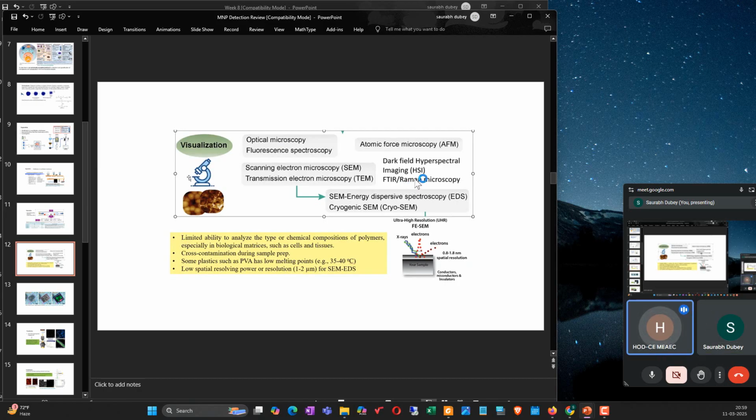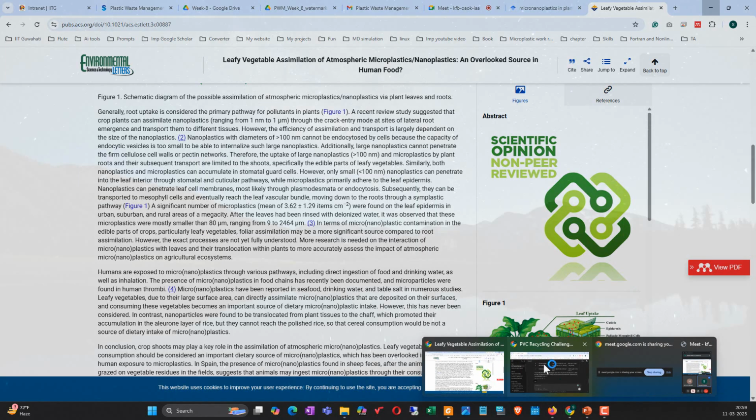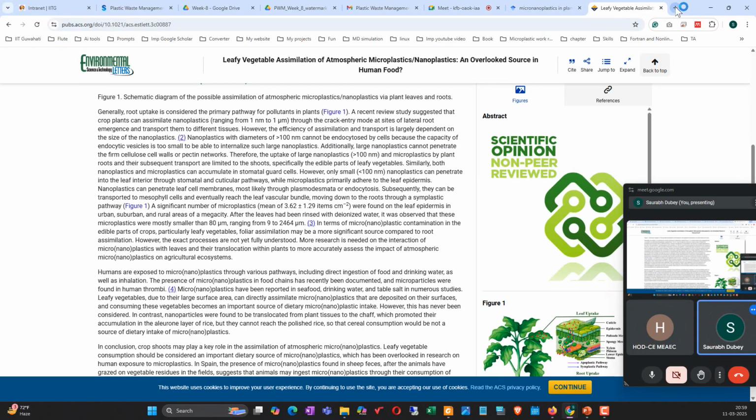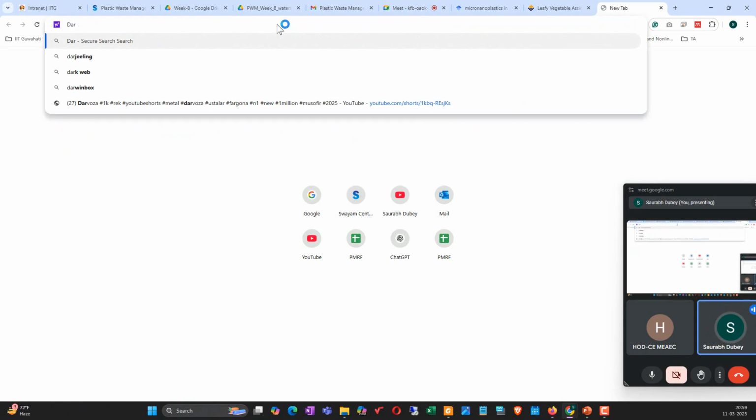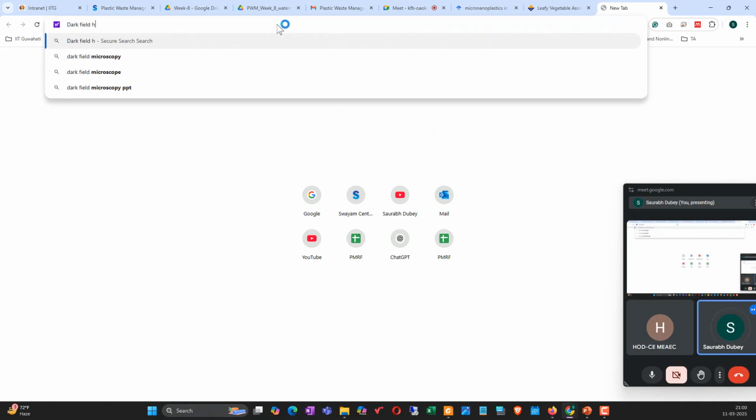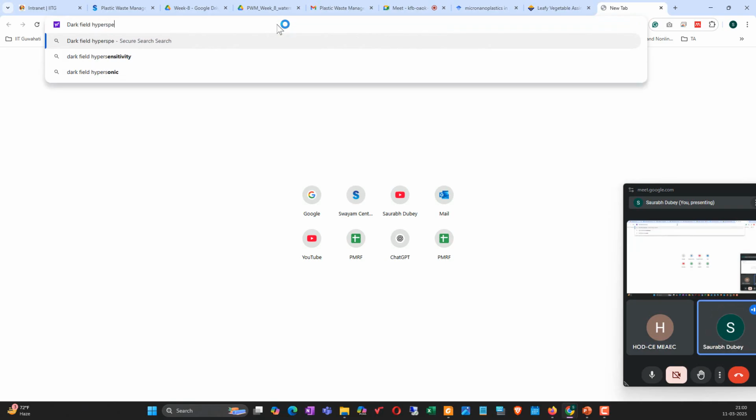How will you interpret the results? That particular slide I do not have right now. I watched one video somewhere on dark field hyperspectral imaging. Let me see if I can find that website. Anyway, this part is being recorded, so everybody will benefit from that.